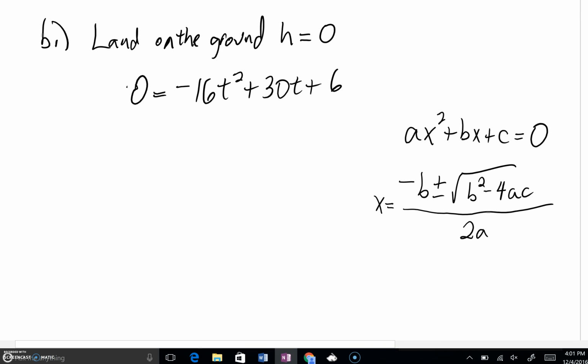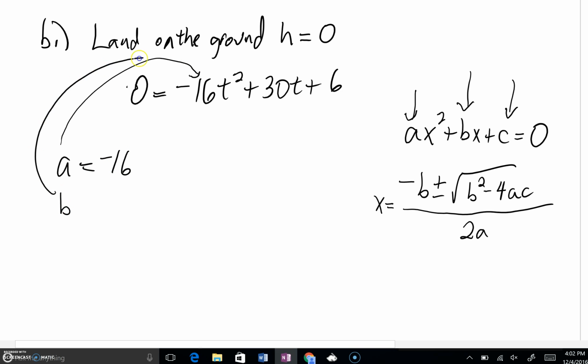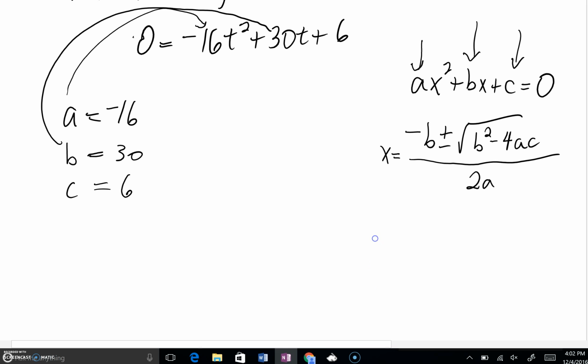So what's going to happen here is we'd like to identify our A, our B, and our C. And I'll tell you what, the A, I hope it's pretty obvious to you. It's this number in front of the squared term. It's negative 16. The B, well, that's the number in front of the linear term or the x term or the t term. That's going to be 30. C, the constant, hey, that's your initial height. That's 6.